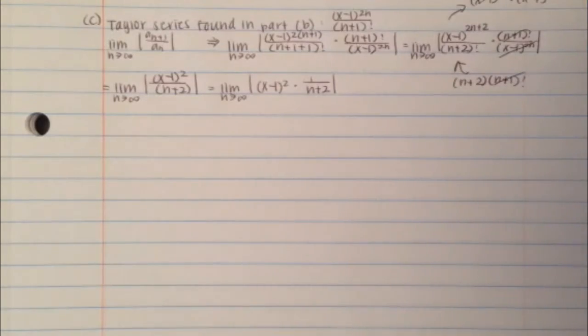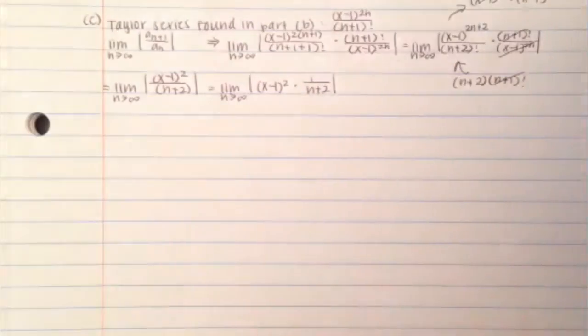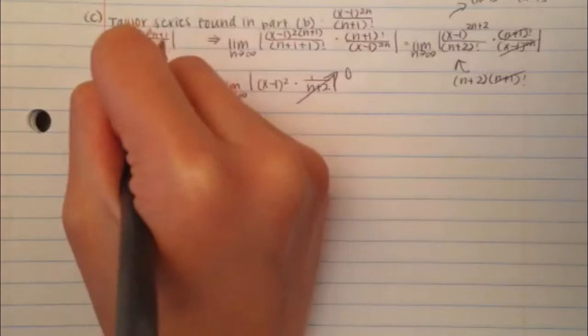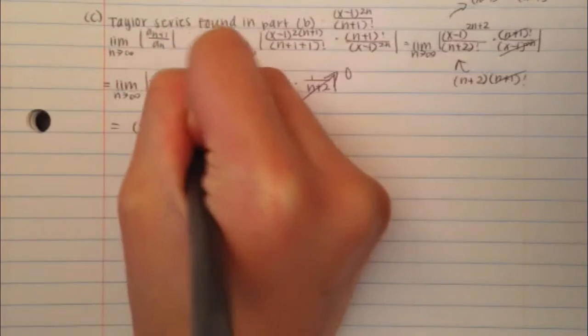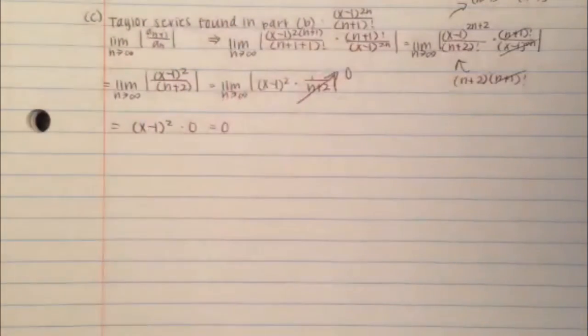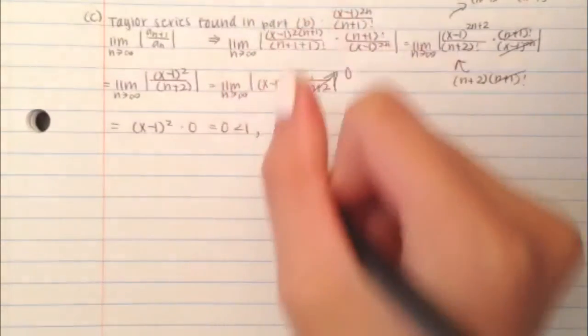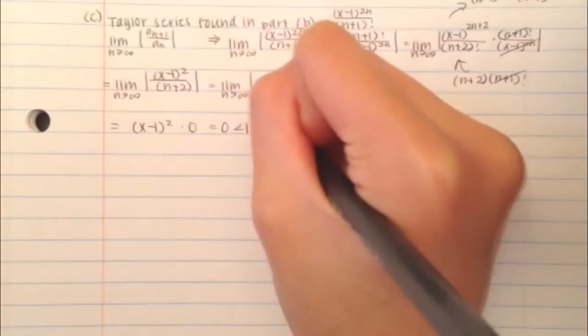After plugging in infinity for n, you get that 1 over n plus 2 is the same thing as 0. So the whole thing would be (x minus 1) squared times 0, which is 0. You know that 0 is less than 1, so that means this whole thing is convergent.